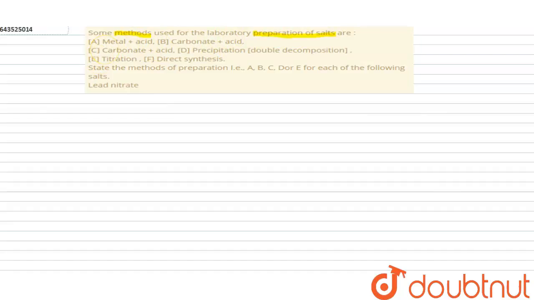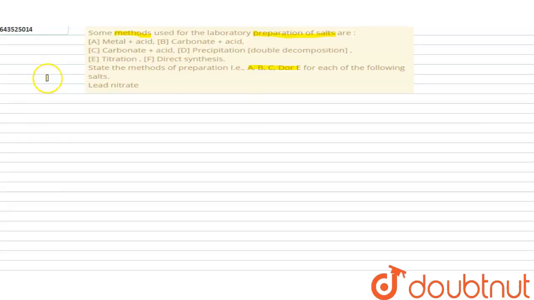Hi students, our question is: some methods used for the laboratory preparation of salts are: A, metal plus acid; B, carbonate plus acid; C, carbonate plus acid; D, precipitation, that is double decomposition; E, titration; and F, direct synthesis. State the methods of preparation, that is A, B, C, D or E, for each of the following salts.